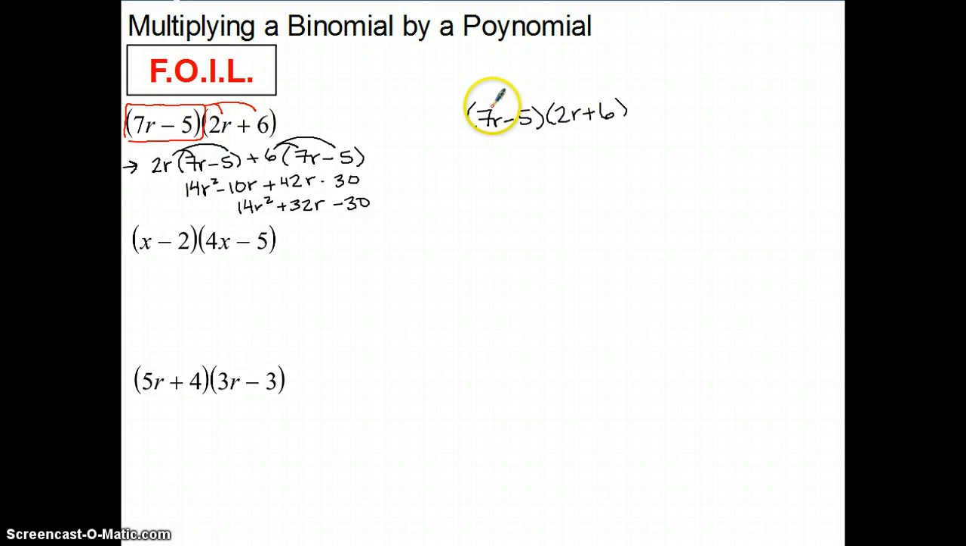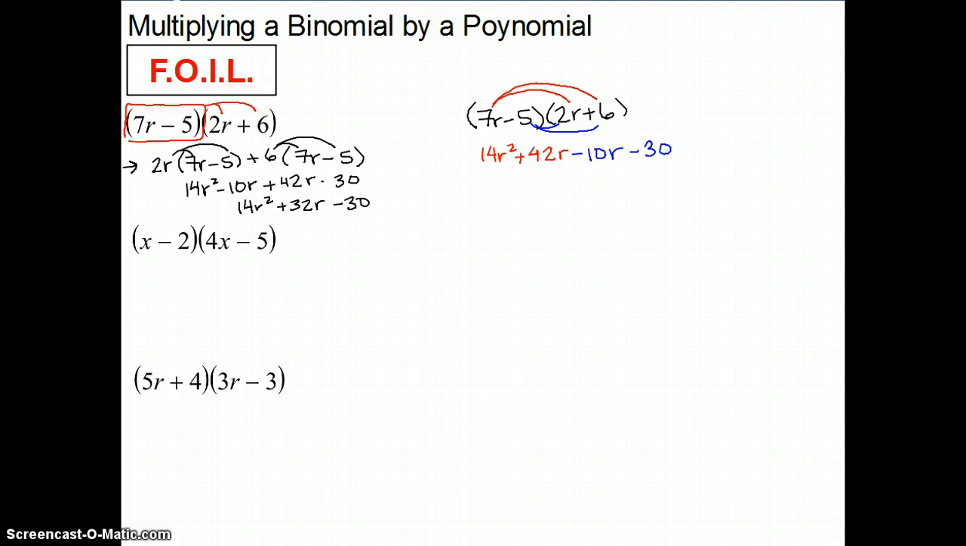So that's exactly what I'm going to do. I am going to take my 7r and multiply it by both things in the other set of parentheses. 7r times 2r gives me 14r squared. 7r times a positive 6 gives me positive 42r. I'll then distribute the second term to both terms in the other set of parentheses. Negative 5 times 2r gives me minus 10r.